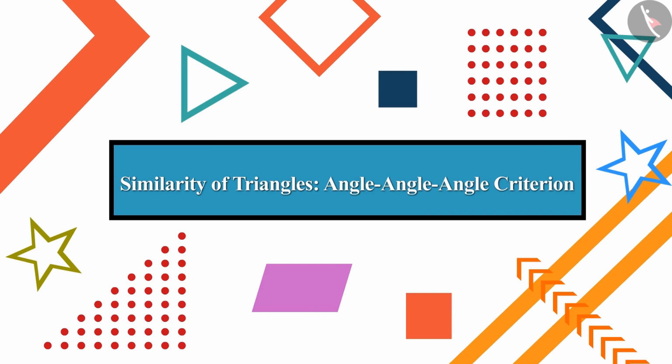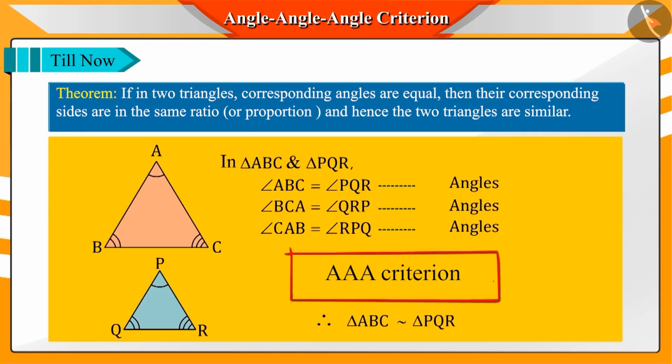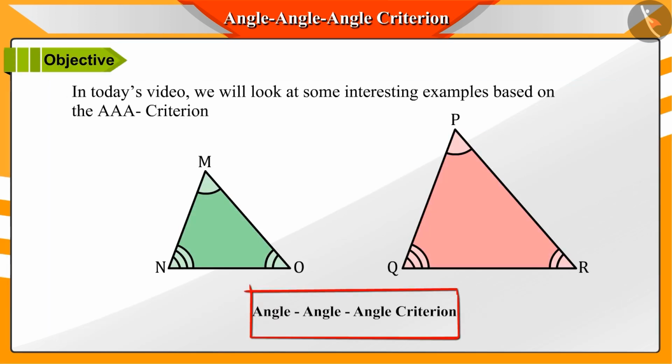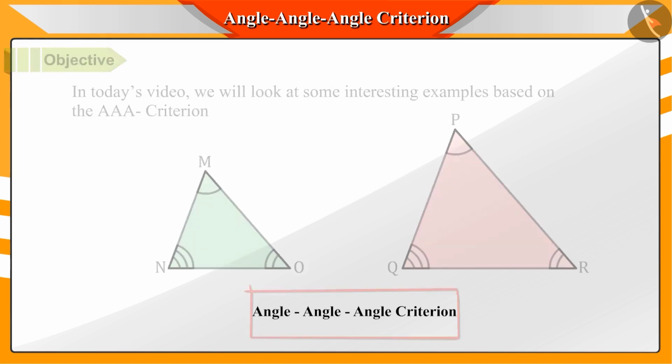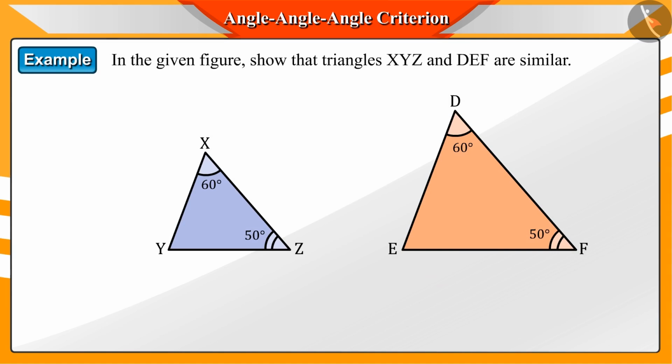Welcome to this video. In the previous video, we learned about the AAA criteria for determining similarity of triangles. Today, in this video, we will look at some interesting examples based on it. In the given figure, show that triangles XYZ and DEF are similar to each other. What can you say by looking at the figure?